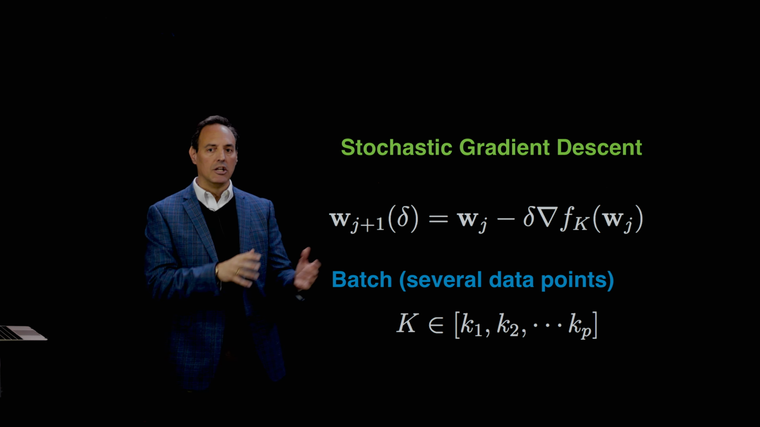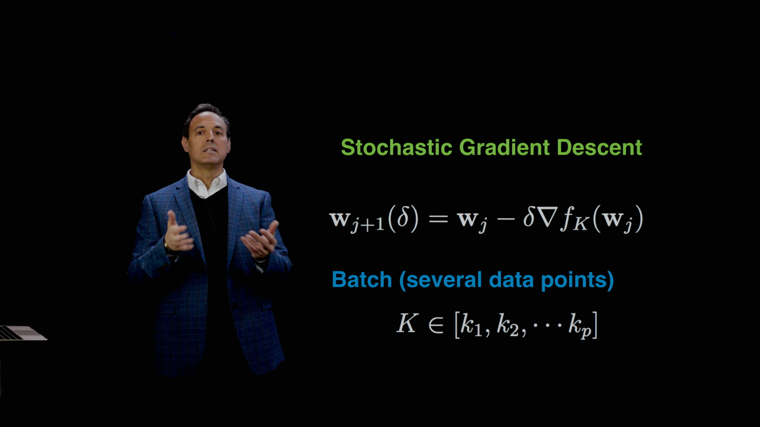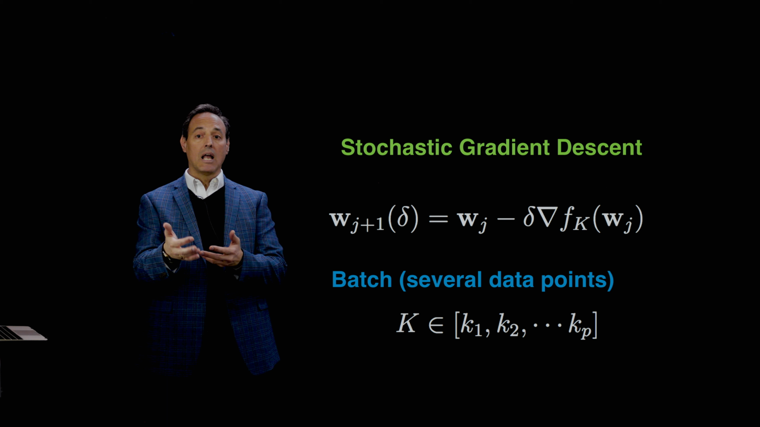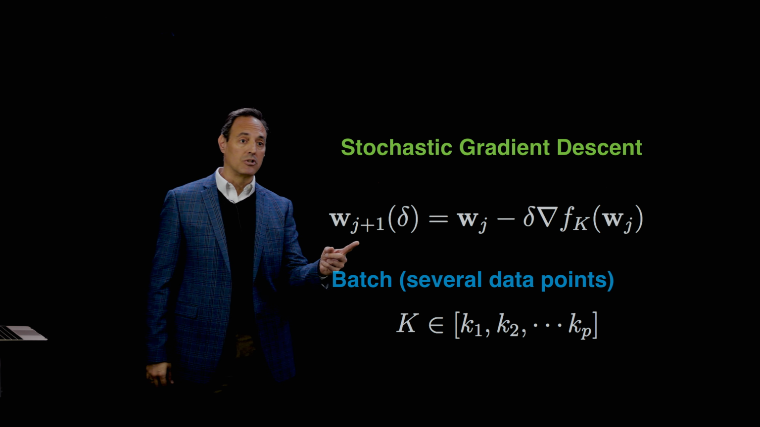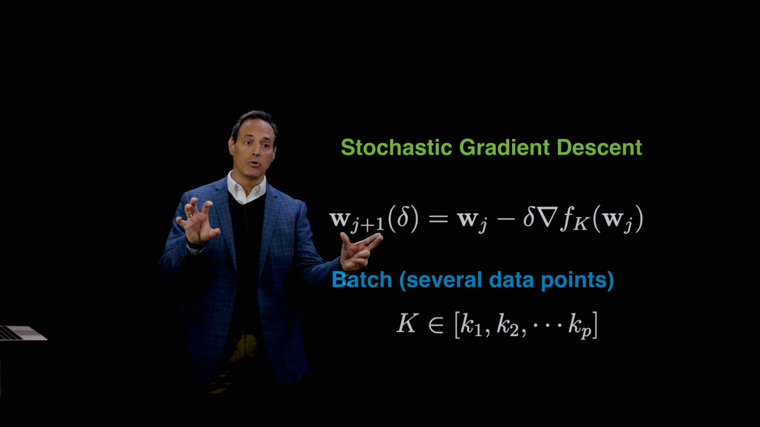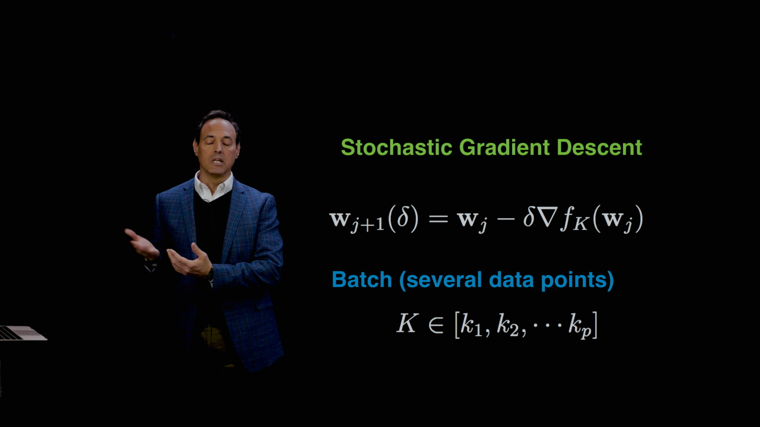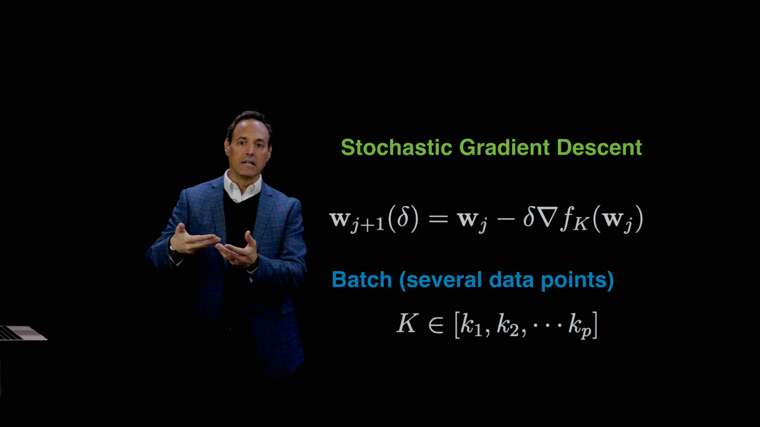what you do here is you take a small selection, have them vote on which way is downhill, and take a step in that direction. Once you've taken a step in this direction, you've updated your weights based upon the gradient computation of that randomly chosen batch. You now take another random batch, take another step. Another random batch, take a step.